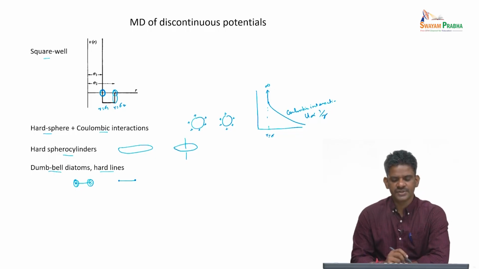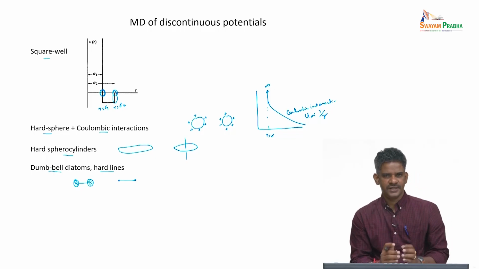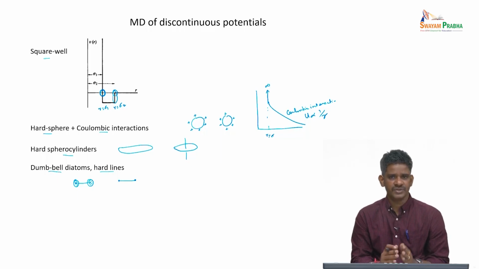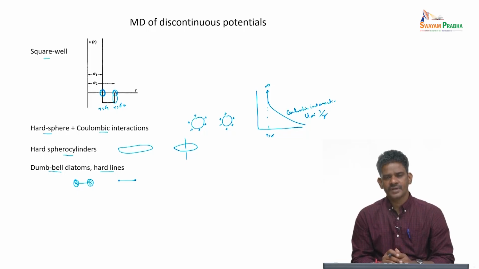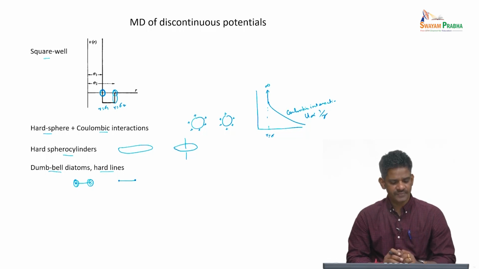So there are many simulations of this similar kind, and you will see that the algorithm for simulating such discontinuous potential is very similar to how we solve the MD simulation of hard sphere systems. So we are taking only one example of a hard sphere system, but for more specific cases like this, the algorithm can be extended to incorporate these additional potentials also.